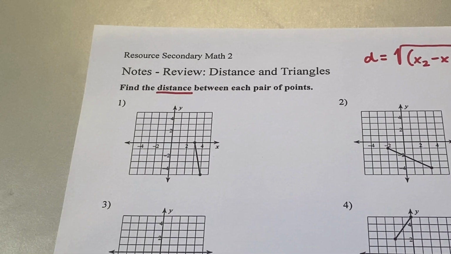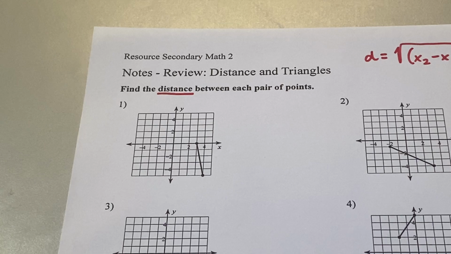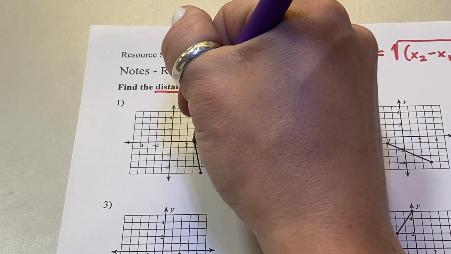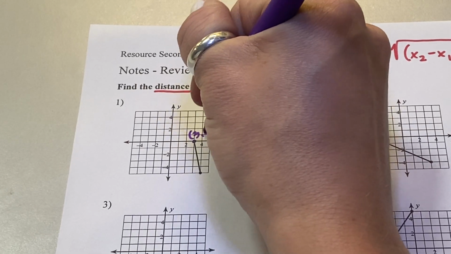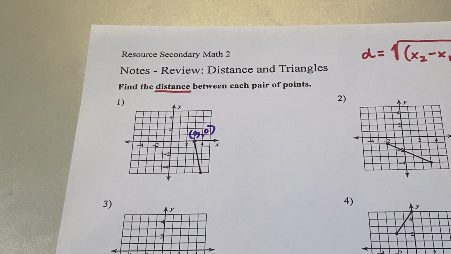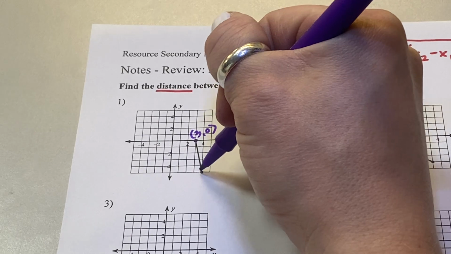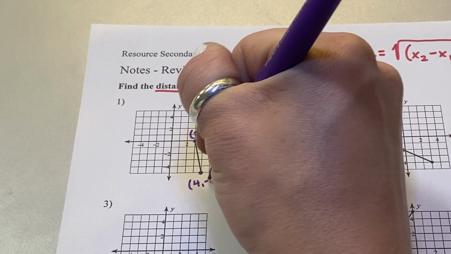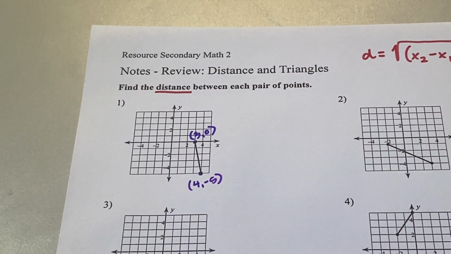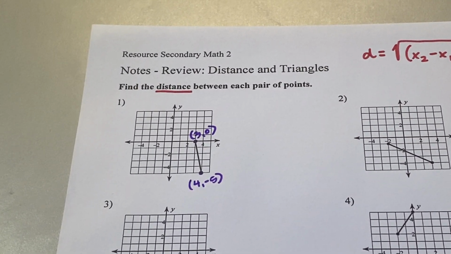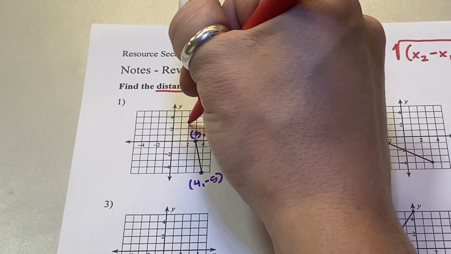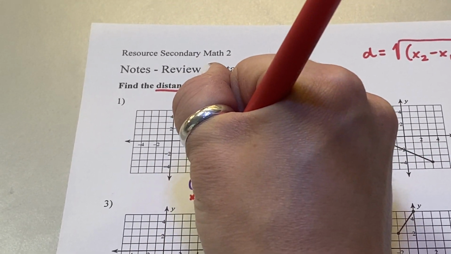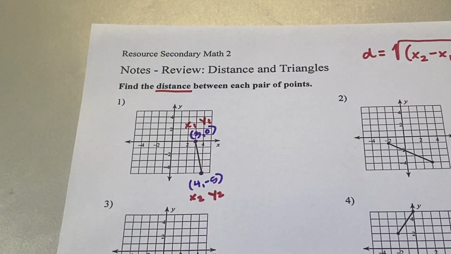Somebody identify one or both of these coordinate points for number 1. 0, 3, which we're going to switch around because 3 is my x, 0 is my y. So 3, 0. And positive 4, negative 5. You got it. 4 for my x, negative 5 for my y. Beautiful. Now just choose which one you want to be your first and your second. I'm going to make this one my first, x1, y1, and this one my second, x2, y2.